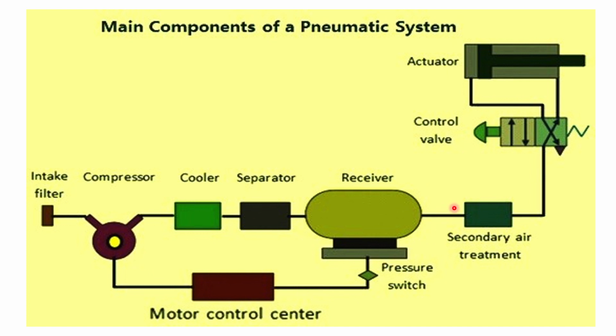After that, air goes for secondary treatment. Secondary treatment means the air is dried, mostly through silica gel or molecular sieve, and after that the air goes to the control valve, which can change the direction of the flow in the required direction to move the piston inside the cylinder, which is the actuator.